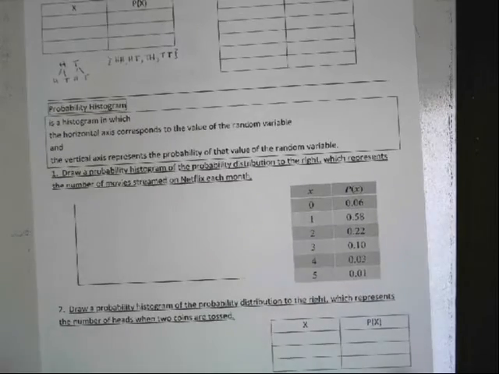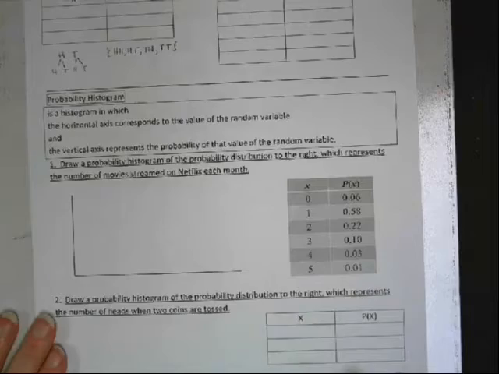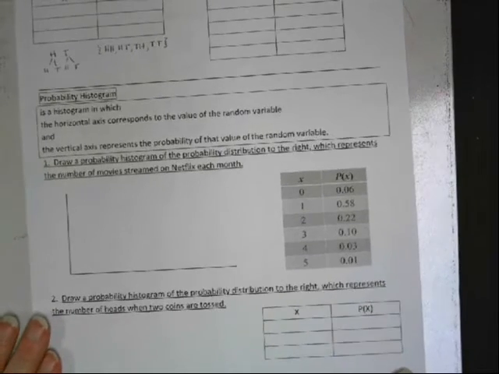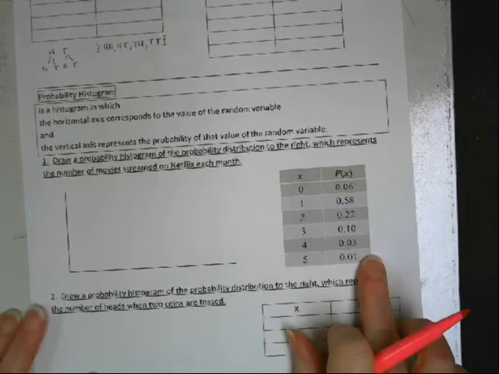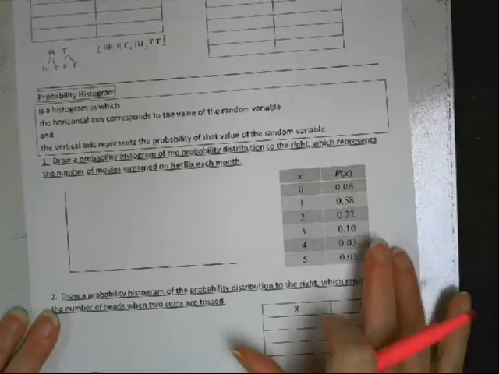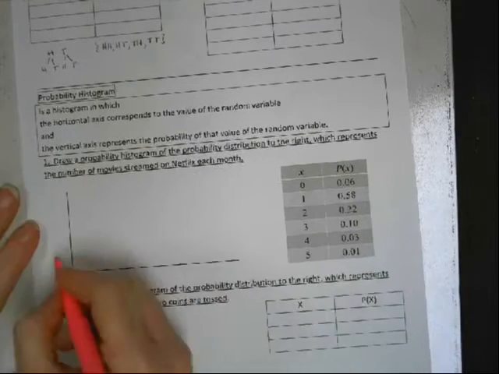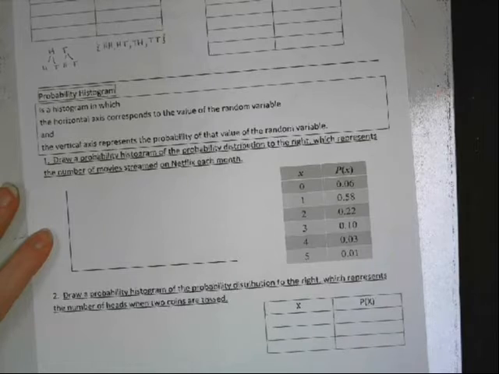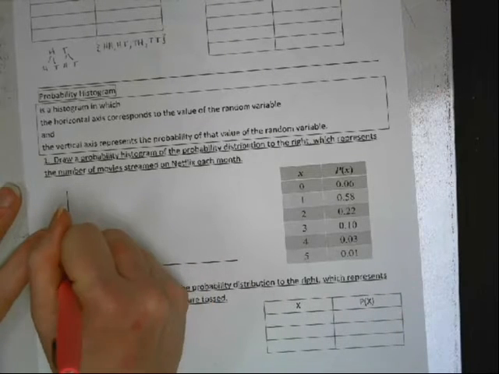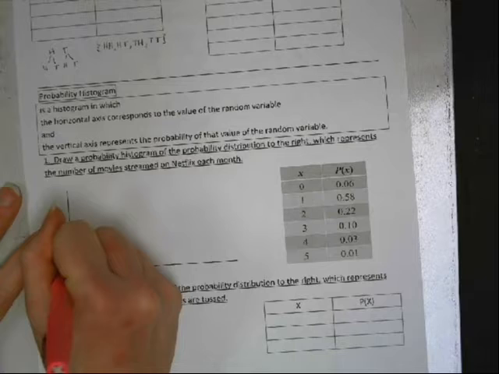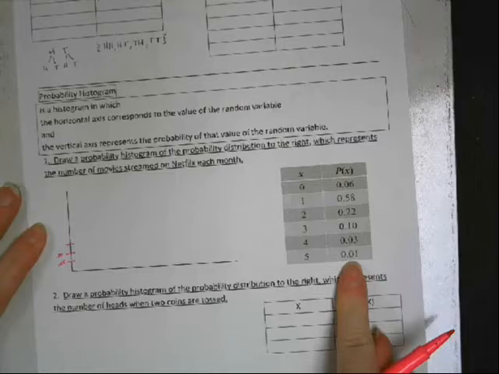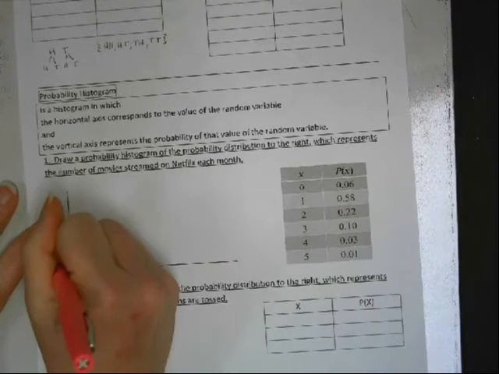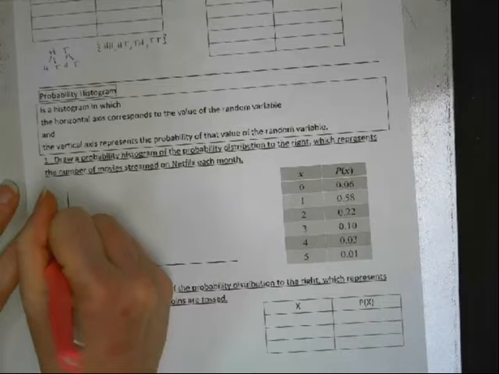All right, so now we're going to draw a probability histogram. It's a histogram in which the horizontal axis corresponds to the value of the random variable, so your X column, and the vertical axis represents the probabilities. In this case, our probabilities are done as decimals, so we're going to have to scale this. I'm going to scale by 0.05. My smallest value is 0.01, but my largest value is 0.58, so to try to get everything on there, I think that's going to work best.